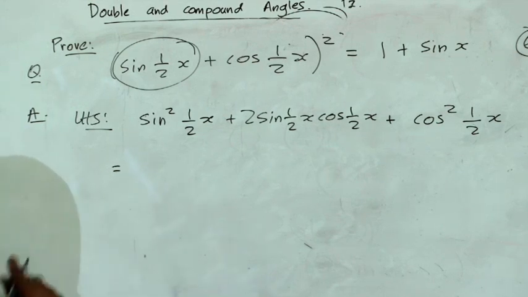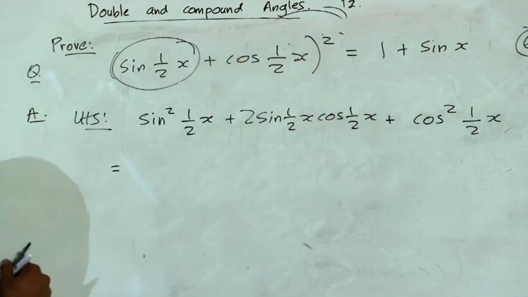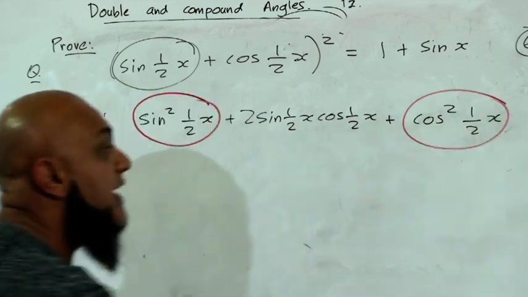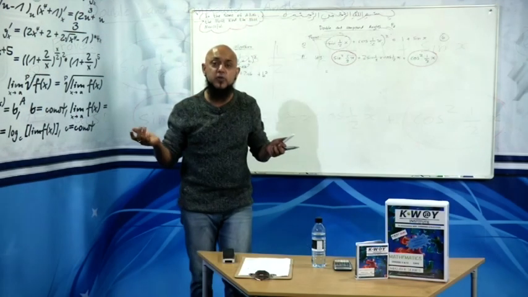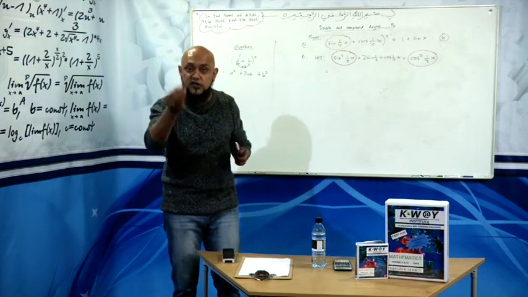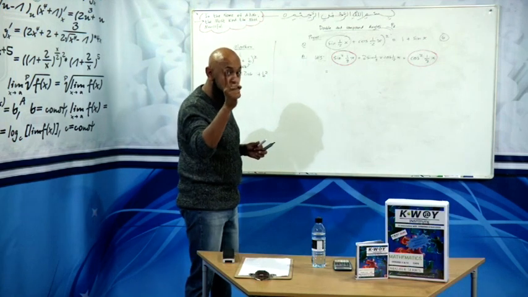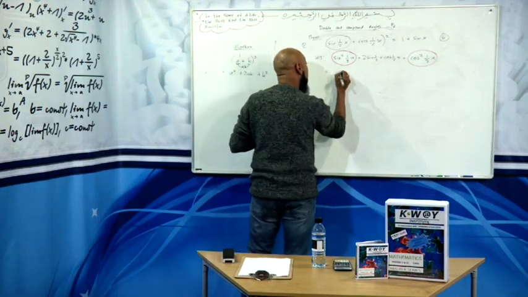There we go. Now, we've expanded the bracket. What do we know about sine squared of an angle plus cos squared of an angle? Sine squared x plus cos squared x, sine squared a plus cos squared a, sine squared half x plus cos squared half x. Yes, you're right. The answer is 1.